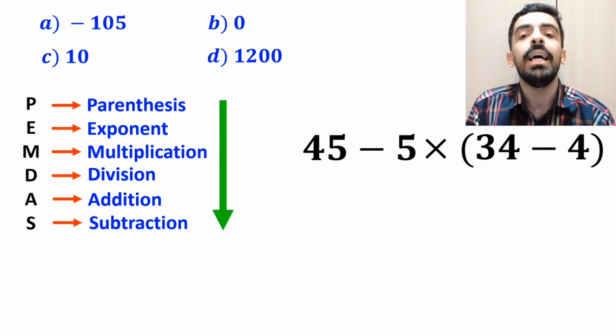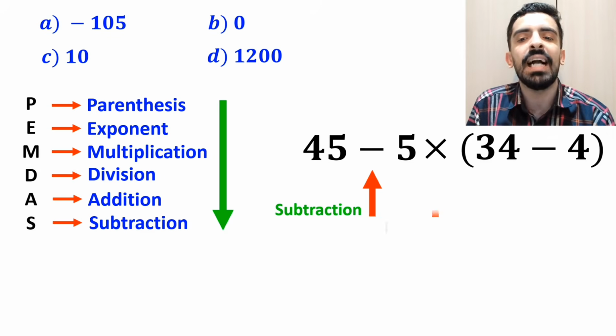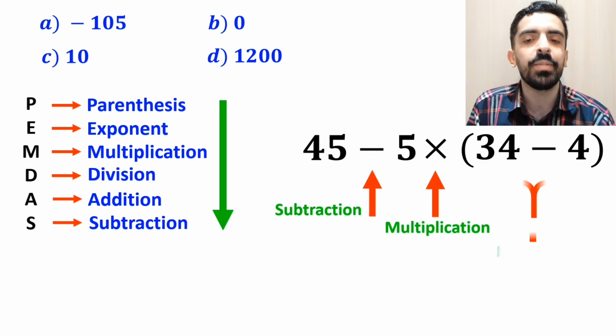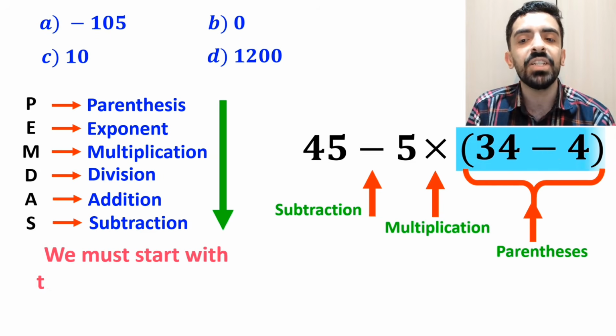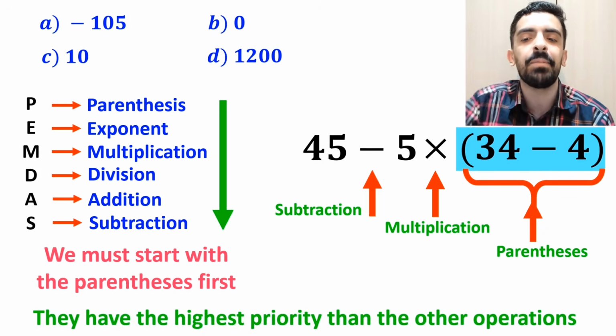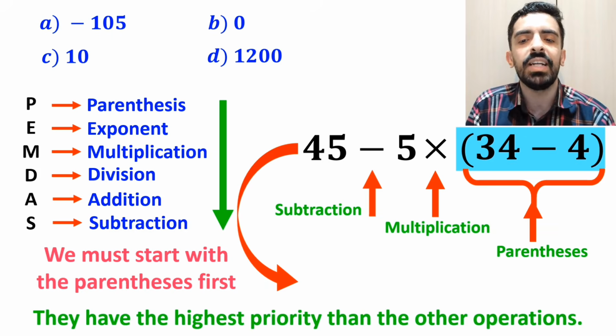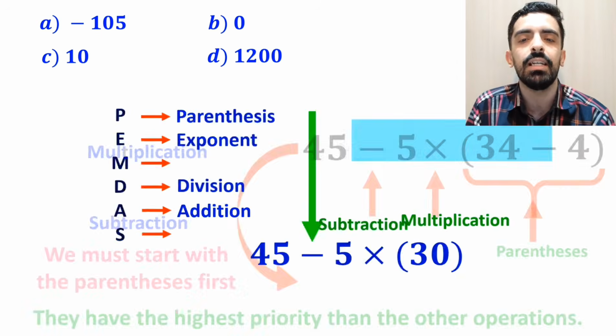Okay, as you can see in the image, in this expression, first we have a subtraction sign, followed by a multiplication sign, and finally parentheses. We must start with the parentheses first, because they have a higher priority than the other operations. So, we can write this equation as 45 minus 5 multiplied by 30.